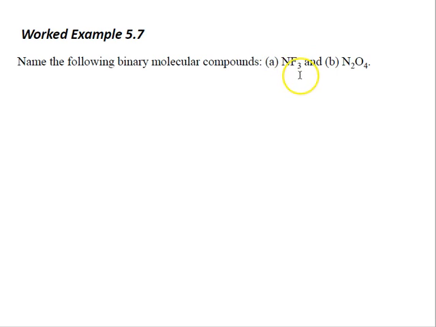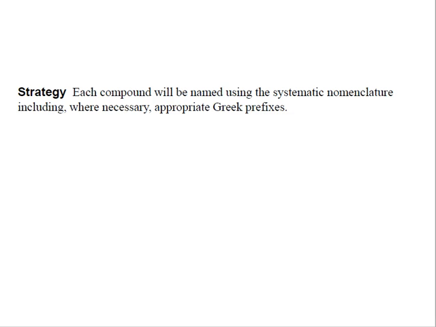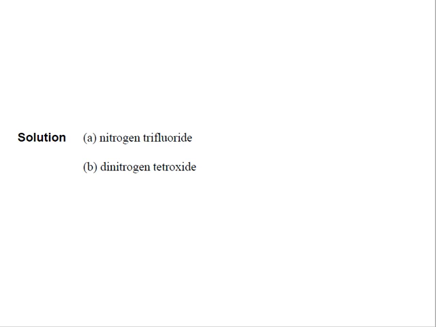A is NF3 and B is N2O4. A strategy here: each compound will be named using the systematic nomenclature, including Greek prefixes when necessary. So the first one will be nitrogen trifluoride. We have 1 nitrogen and 3 fluorines.